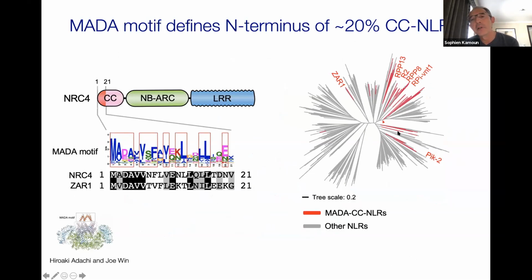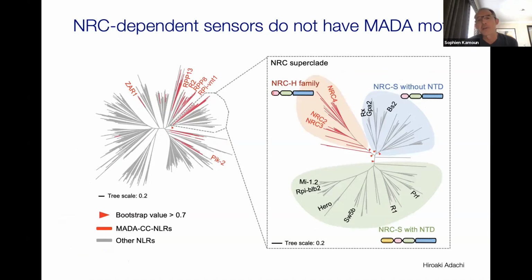Shown here in red in the tree on the right side. So these are all the NLRs that have the MADA motif, and we show that it's functionally conserved across diverse NLRs, from dicots to monocots. Pik-2, for example, is a rice NLR. So this was really interesting because it told us that this motif has been retained throughout long evolutionary time in many CC-NLRs, and is obviously functionally important. But perhaps the most interesting observation was that if we zoom in onto the NRC superclade, if I may say, then you can see that the great majority of the NRCs here are in red. That means they have the MADA motif. And again, we showed that several of these are functional.